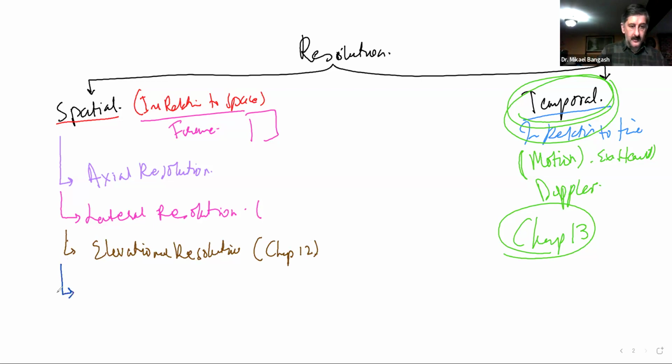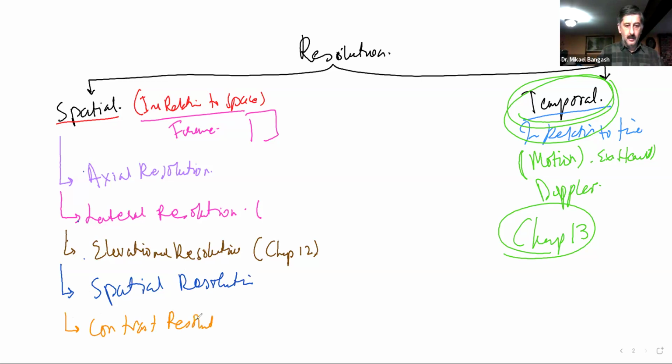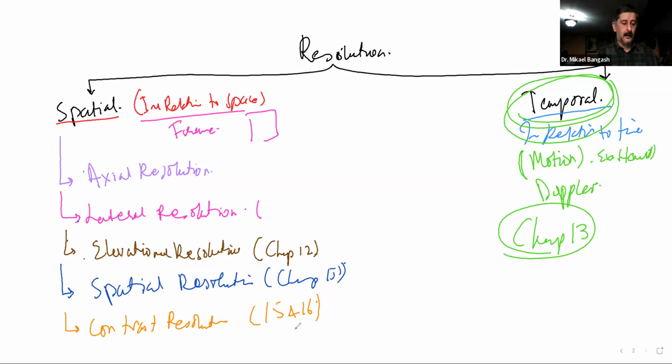There's going to be a resolution that, strange enough, just goes under the name spatial resolution. Although all these here are spatial resolutions because they are all resolutions in terms of space. Last but not the least is what we will call the contrast resolution. Now, the spatial resolution here, guys, is your chapter 15. Contrast resolution is going to be 15 and 16. Is that clear?